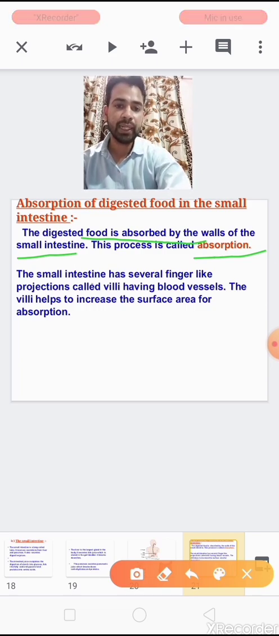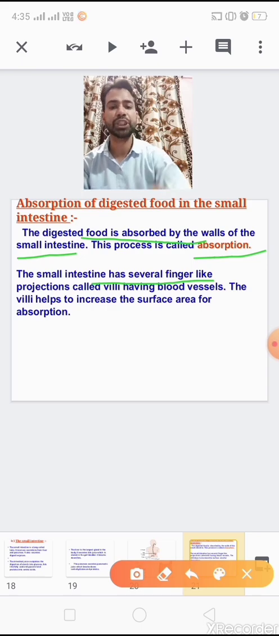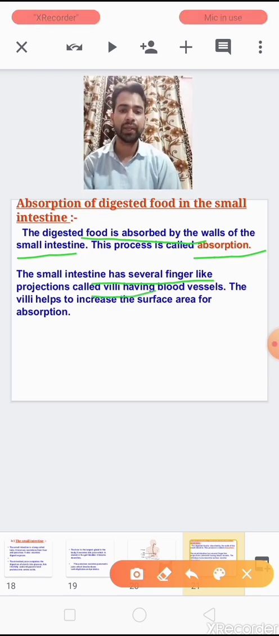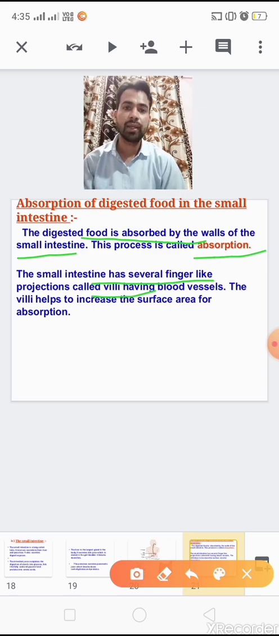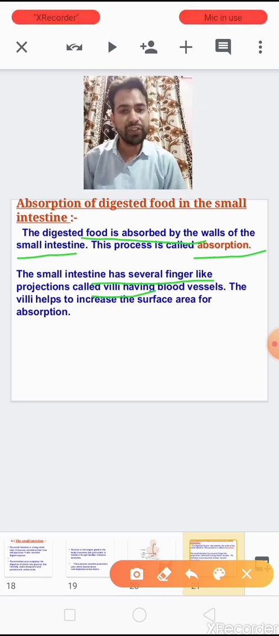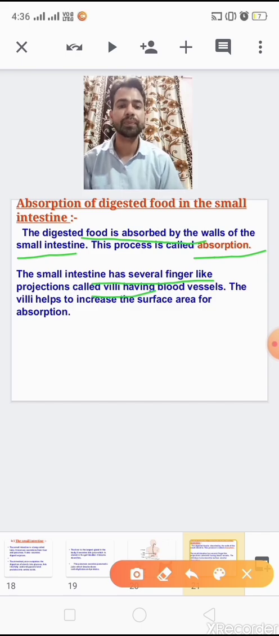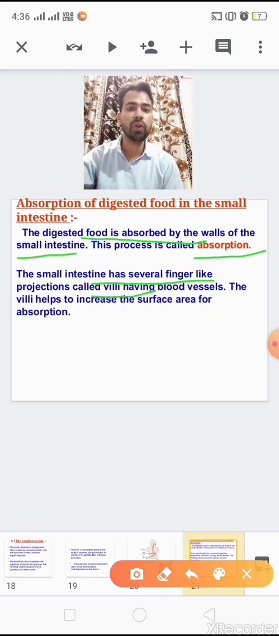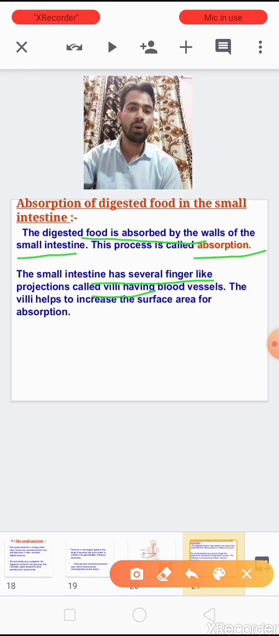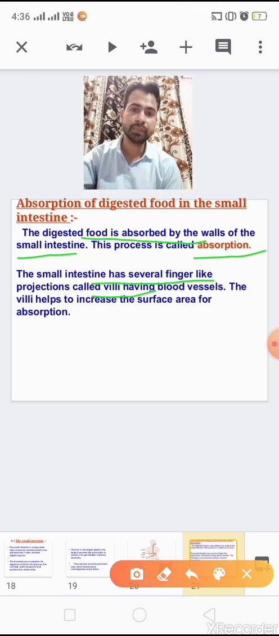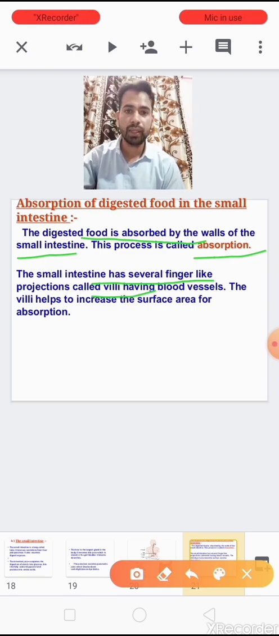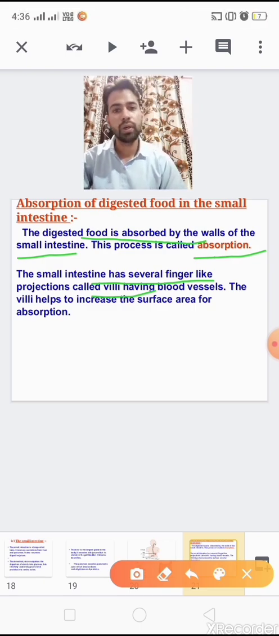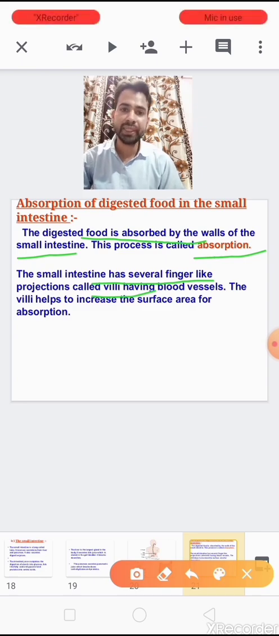The small intestine has several finger-like projections called villi. These villi increase the surface area of absorption. That's why the digested food can easily be absorbed in the small intestine. The villi found on the surface of the small intestine also contain blood vessels like capillaries, and the function of capillaries is to remove the waste substances.